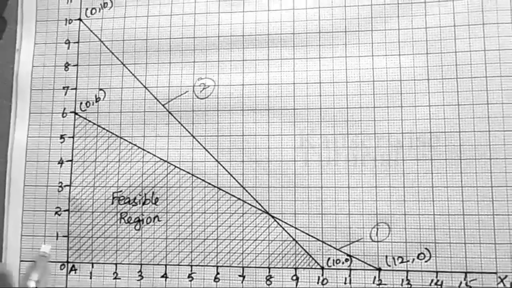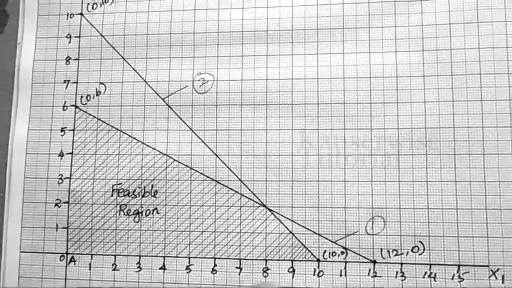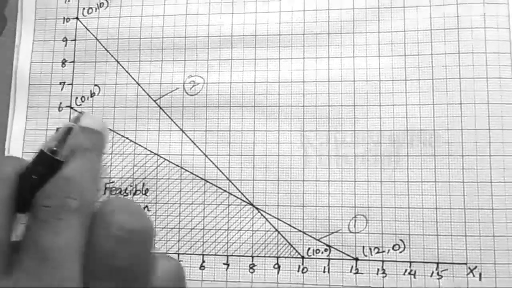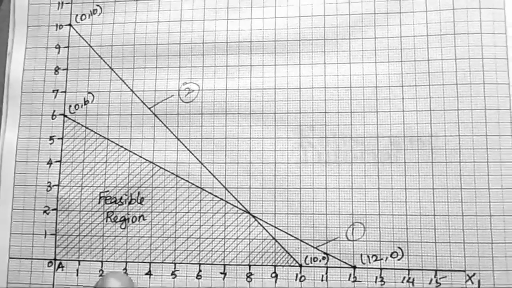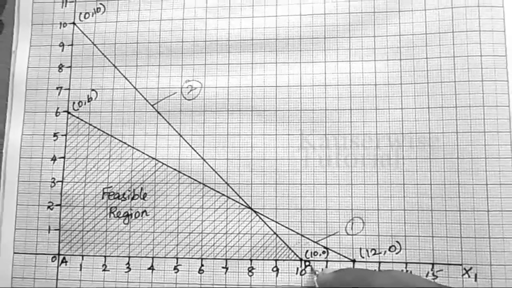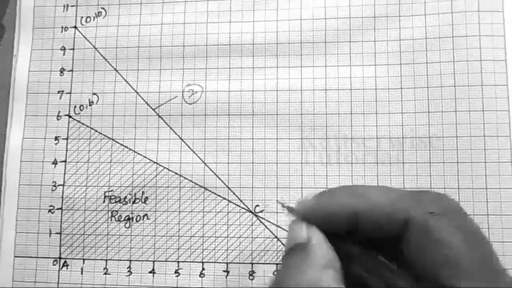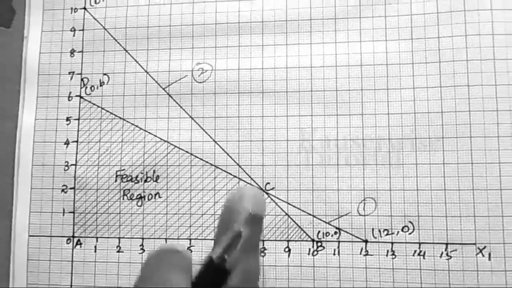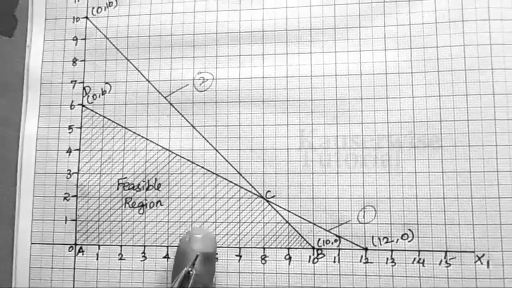We have 4 corners. This is the first corner, second corner, third corner, fourth corner. So these are the 4 corners in the feasible region. This will be A and this is B. This corner name is B, this is C, and this one is D. The closed polygon ABCD is the feasible region.